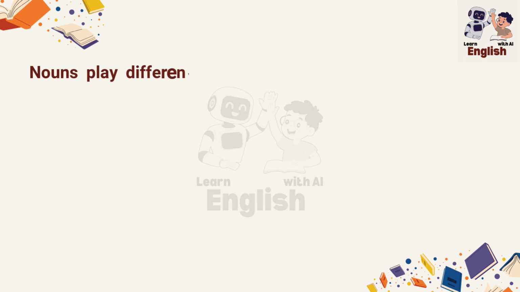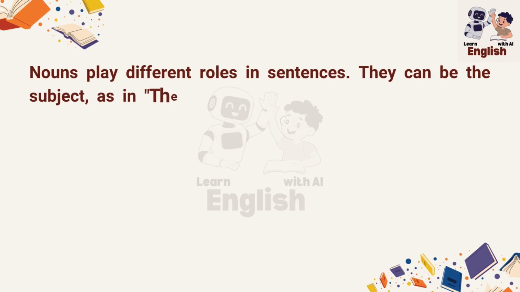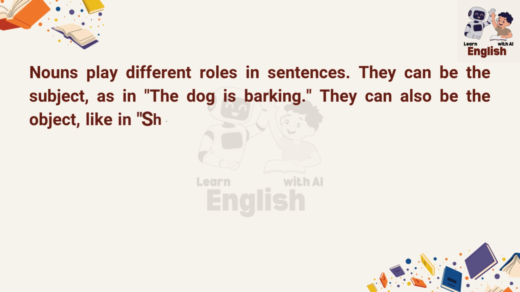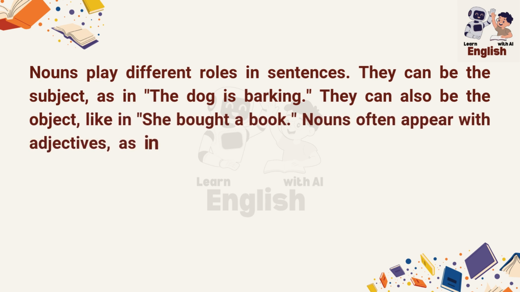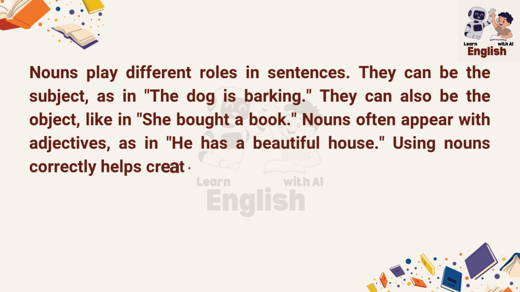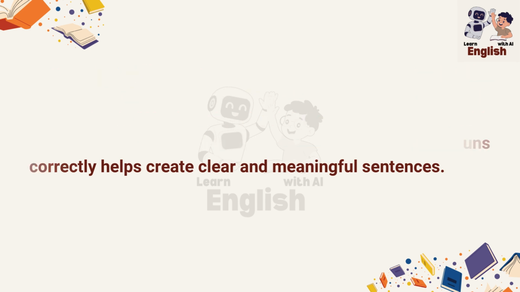Nouns play different roles in sentences. They can be the subject, as in "The dog is barking." They can also be the object, like in "She bought a book." Nouns often appear with adjectives, as in "He has a beautiful house." Using nouns correctly helps create clear and meaningful sentences.